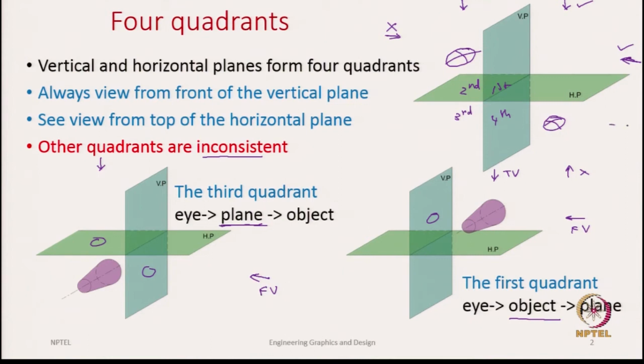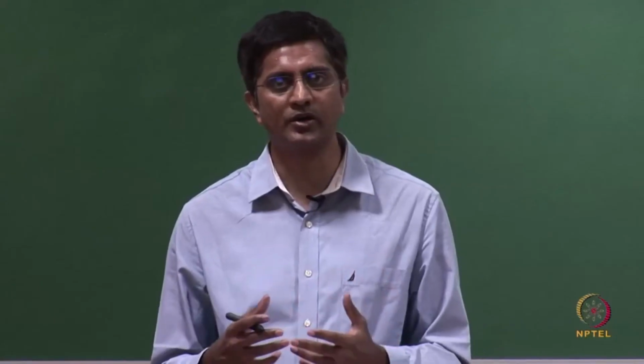When you are trying to capture the front view, you have the object at the middle, but if you are capturing the top view, now you see that the projection plane is in the middle. Again we have a mix. For the front view we have the object at the middle, for the top view we have the projection plane at the middle. That is why we say that the other two quadrants, which are the second and fourth quadrants, are inconsistent. Which leaves us with either the third quadrant or the first quadrant.